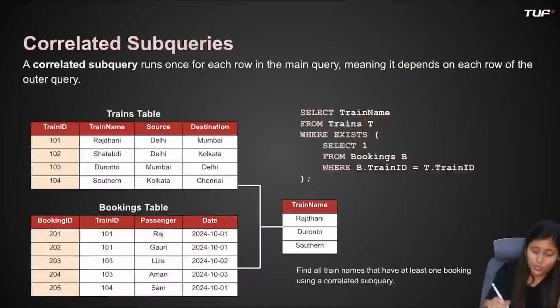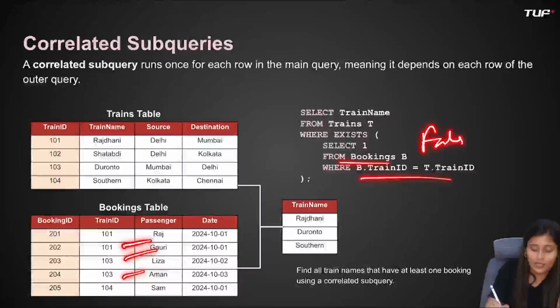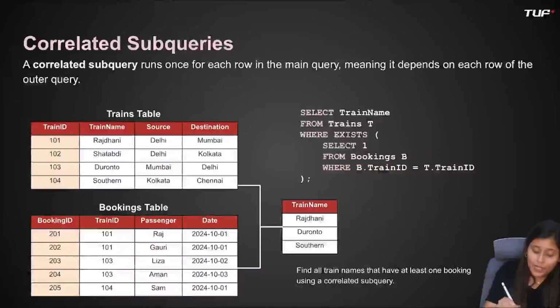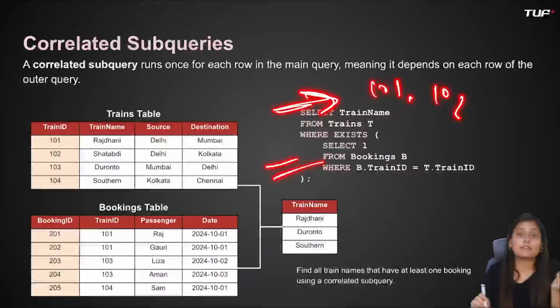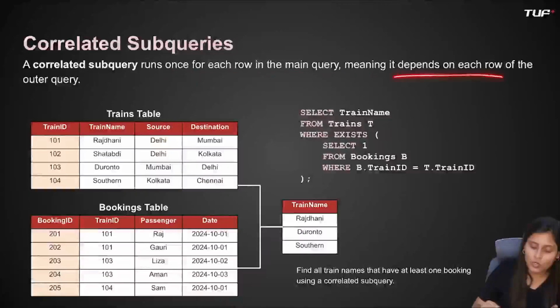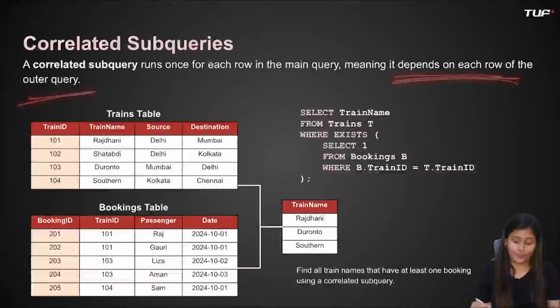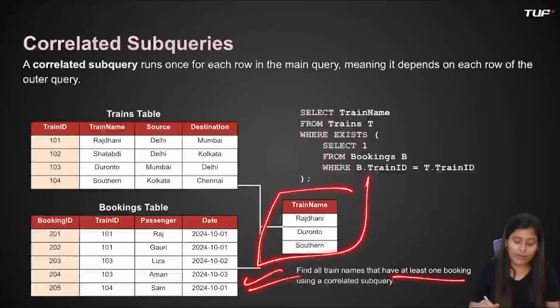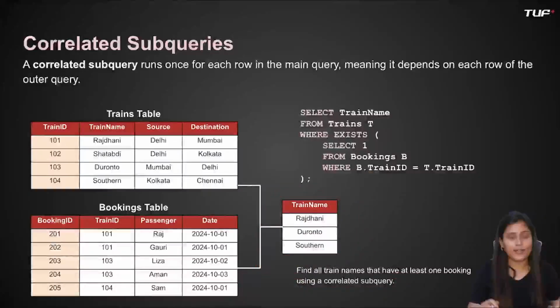Now for 102, it will check if 102 is matching. No, false, right? So that name will not be selected. So you can see for every outer query row, 101, 102, every inner query is running one by one. That is why it is called a correlated subquery. It runs once for each row in the main query, meaning it depends on each row of the outer query. So this is the final result, which finds all the train names that have at least one booking using a correlated subquery.